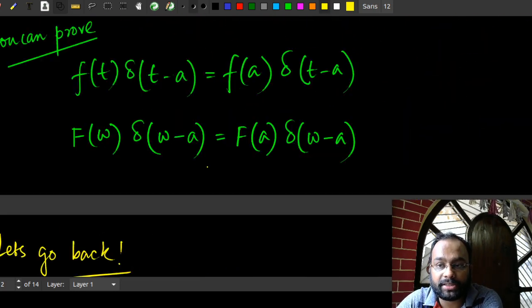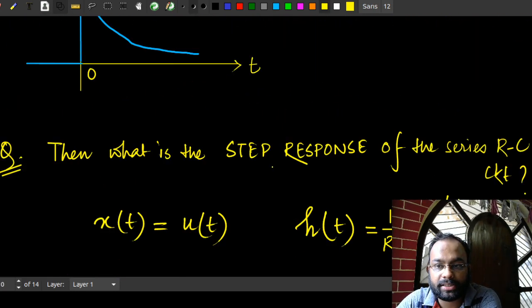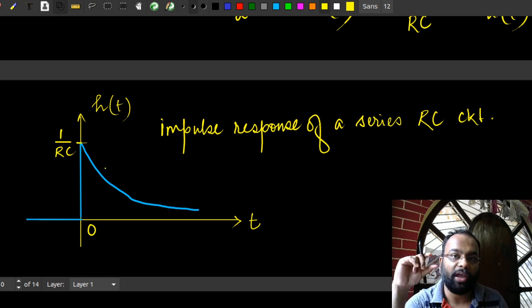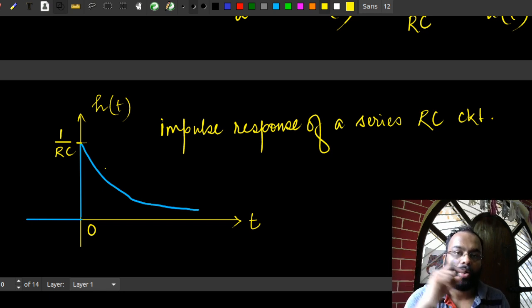No, the previous plot represents, so one of you asked, does it represent the discharging of a capacitor? No, it represents the impulse response. What is it? If you give an impulse as a voltage input to the system, what is the output? How does the output look?